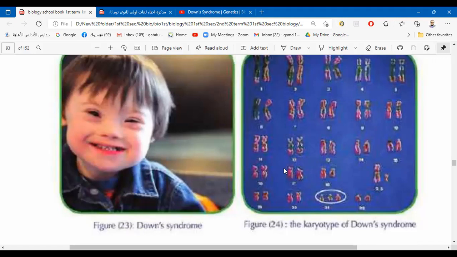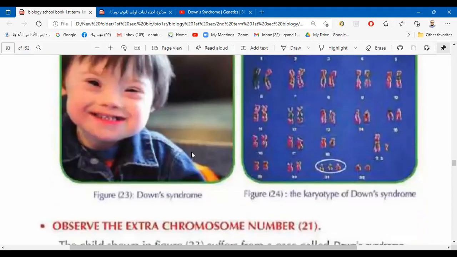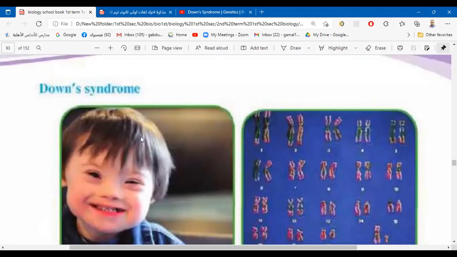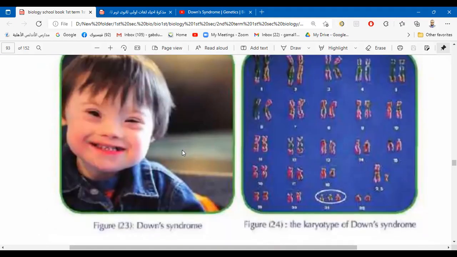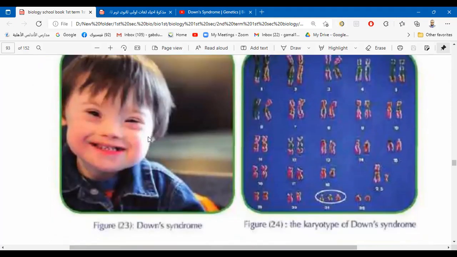Like Klinefelter case. But in Klinefelter, the extra chromosome, X, is in the last pair, pair number 23. Here in Down syndrome, the extra chromosome is found in pair number 21. So we have Down syndrome, maybe a male and maybe a female. Remember, Klinefelter is always a male and Turner is always a female, but Down syndrome may be a male and may be a female. We can see a male Down syndrome, and we can see a female Down syndrome.